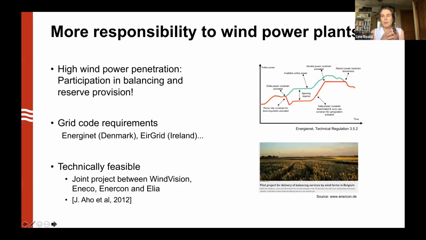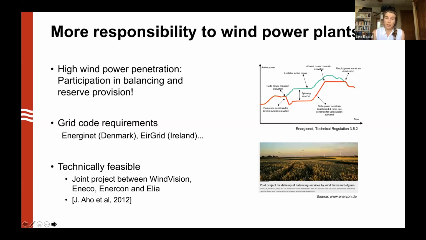Essentially, what we wanted to achieve when we started writing this paper was to look at the case where we are able to give more responsibility to wind power plants. In particular, in systems which have a very high wind power penetration, it's important that wind power plants are not only providing energy for the system, but that they are also taking more responsibility in terms of providing balancing energy and reserves for system operations. These types of requirements are starting to enter into different codes in systems where there is a lot of wind, for example, in Energinet in Denmark or EirGrid in Ireland.